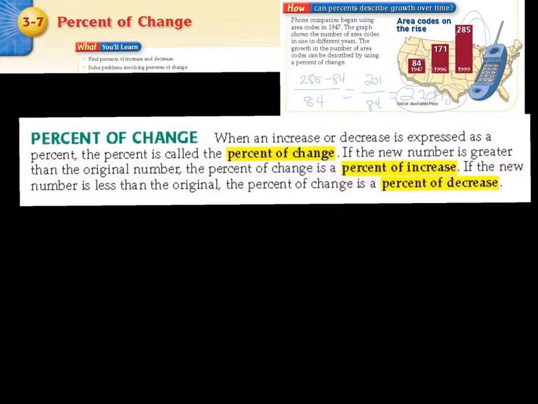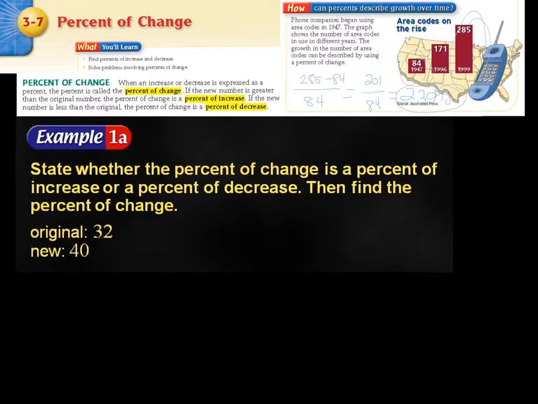When an increase or decrease is expressed as a percent, the percent is called a percent of change. If the new number is greater than the original number, the percent of change is a percent of increase. If the new number is less than the original, the percent of change is a percent of decrease.